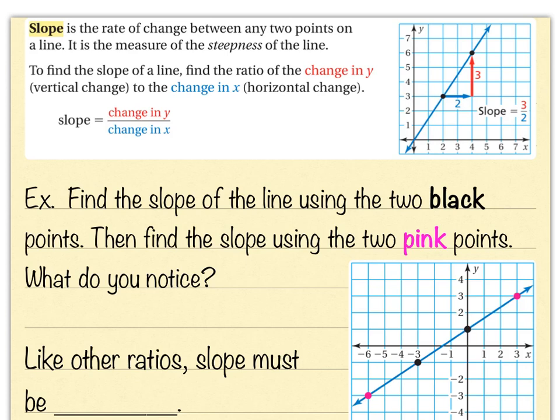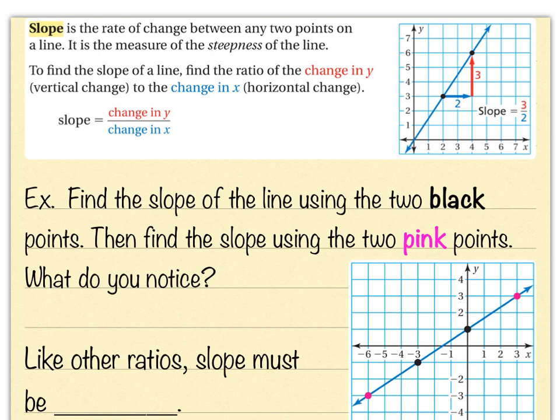All right, this is section 4.2, slope of a line. Slope is the rate of change between any 2 points on a line. It's the measure of the line's steepness. I'm sure that you guys used a little bit of slope last year. You may not remember everything about slope, but you probably remember the phrase rise over run. And that's what slope is.